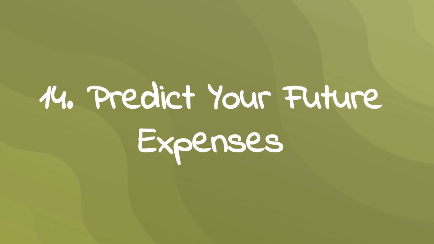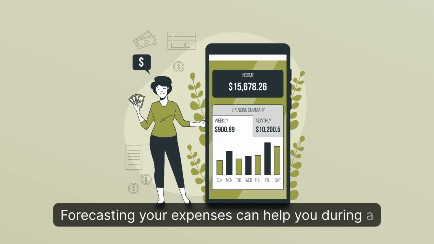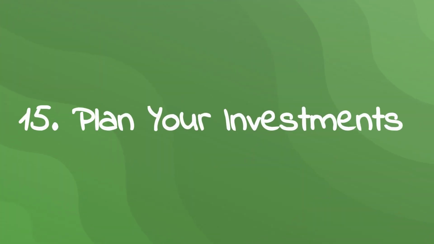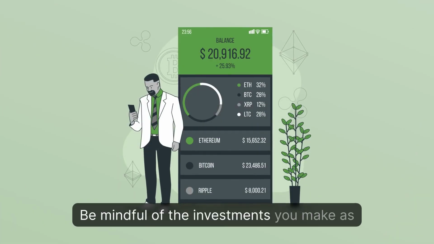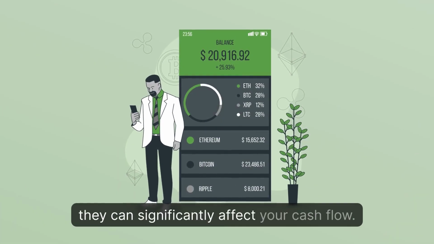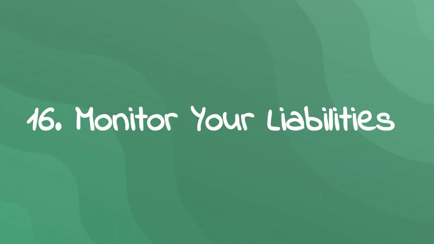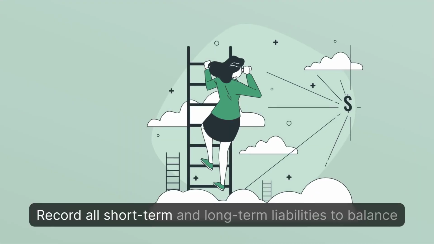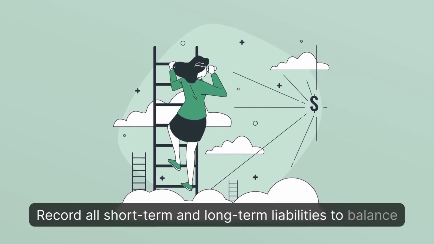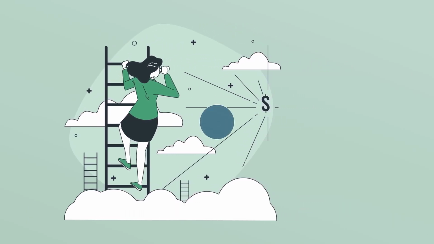14. Predict your future expenses. Forecasting your expenses can help you during a cash crunch. 15. Plan your investments. Be mindful of the investments you make as they can significantly affect your cash flow. 16. Monitor your liabilities. Record all short-term and long-term liabilities to balance your cash flow.